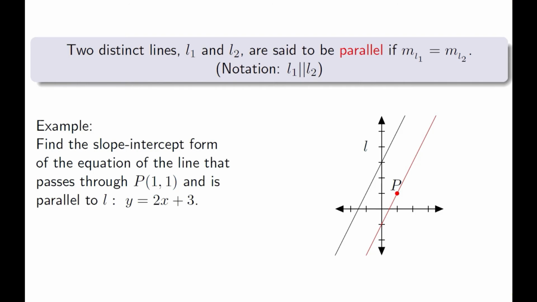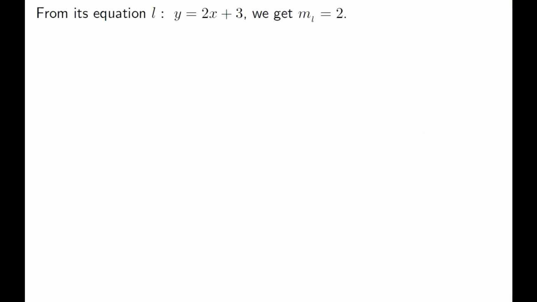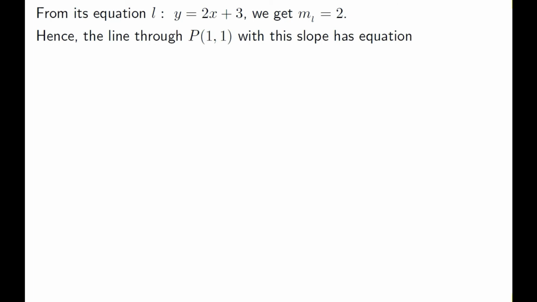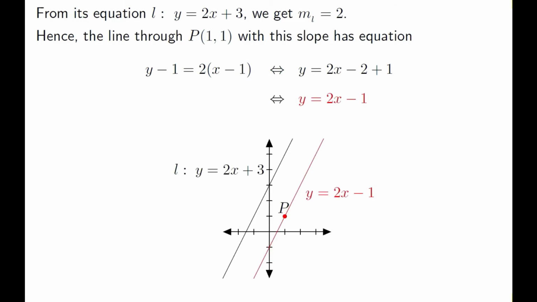Remember that points are said to be collinear if they are lying on the same line. And you need at least 3 points to impose collinearity. But in this case, we only need 2 points to draw a line. Going back to the equation of L, we get slope equal to 2. Hence, the line through P with this slope has the equation y equals 2x minus 1. That's it. Take a look again at the sketch in the Cartesian plane.